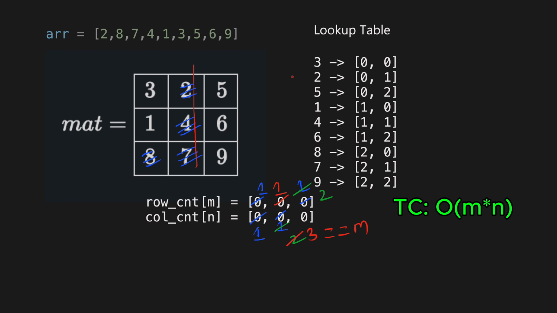And in terms of space complexity, it will be O of m into n because we are using this lookup table which takes O of m into n space, and row count and column count arrays which take O of m and O of n space respectively. So now let's jump into the code part.